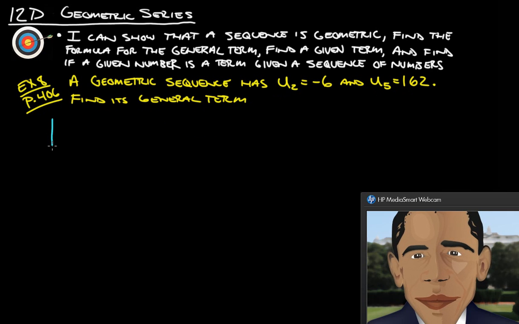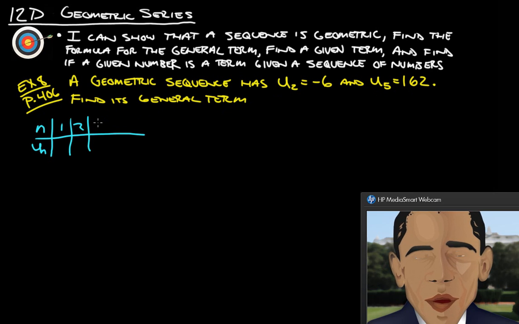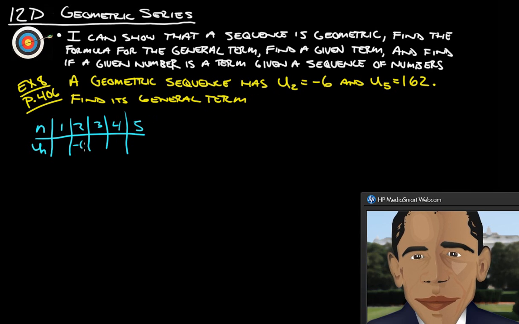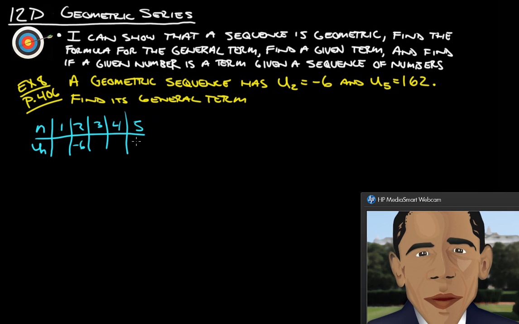So again, I'm just going to draw out a little table here. So we got n, and then we got u sub n. First term, second term, we need to go all the way up to the fifth term: third, fourth, and fifth. So first, we don't know the first term, but we do know that the second term is negative 6. We don't know the third or the fourth, but we do know that the fifth is 162.